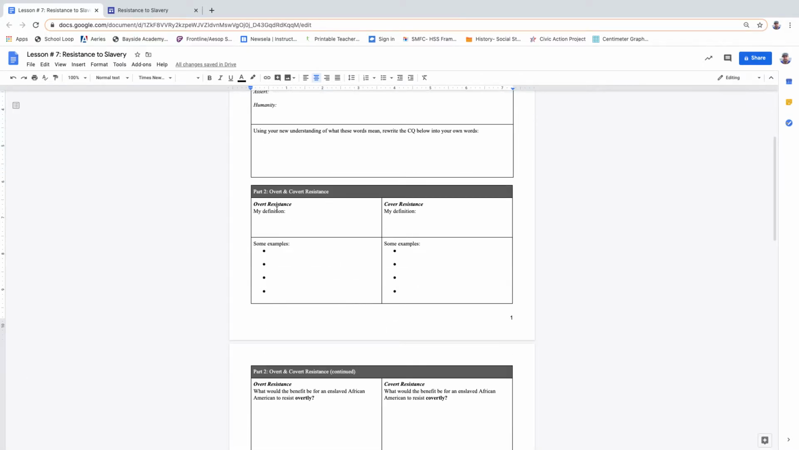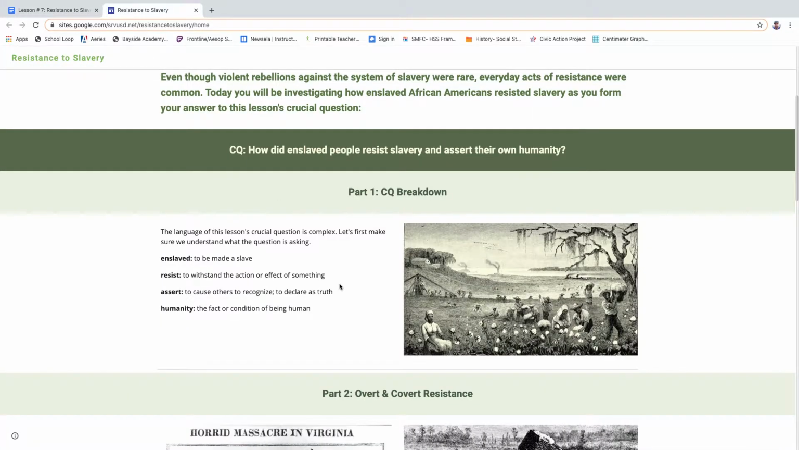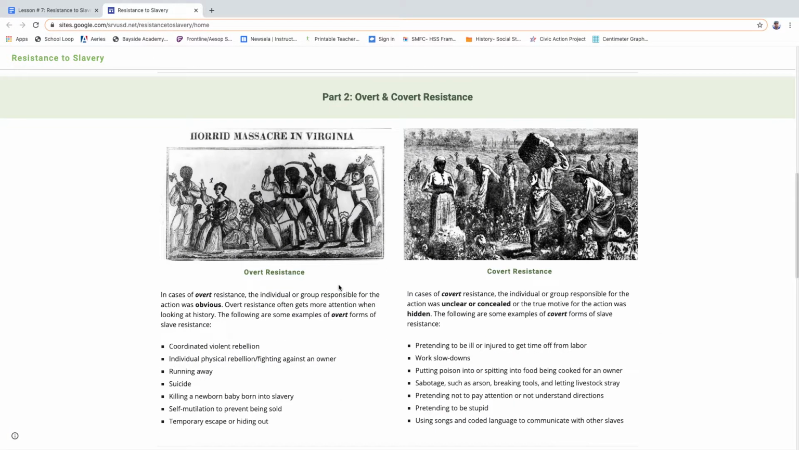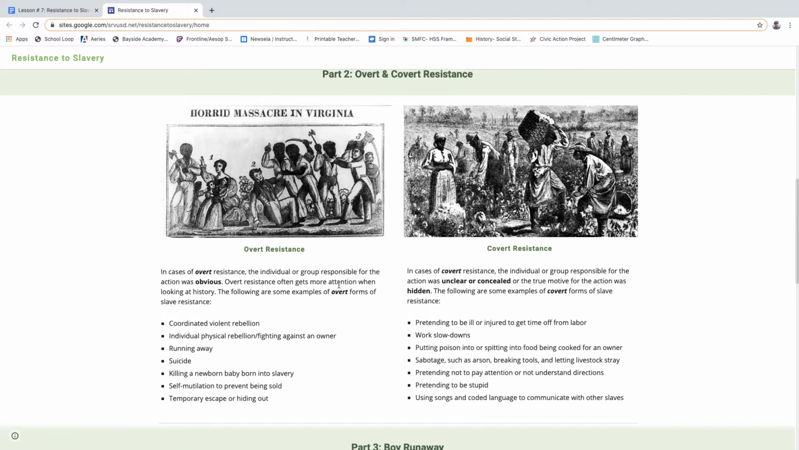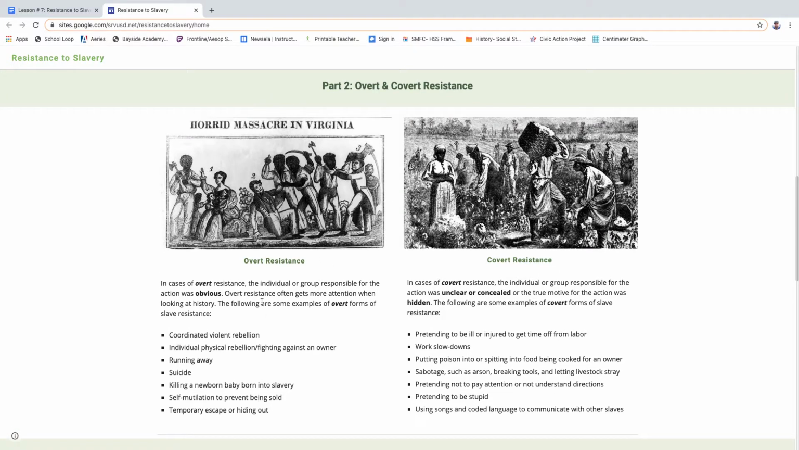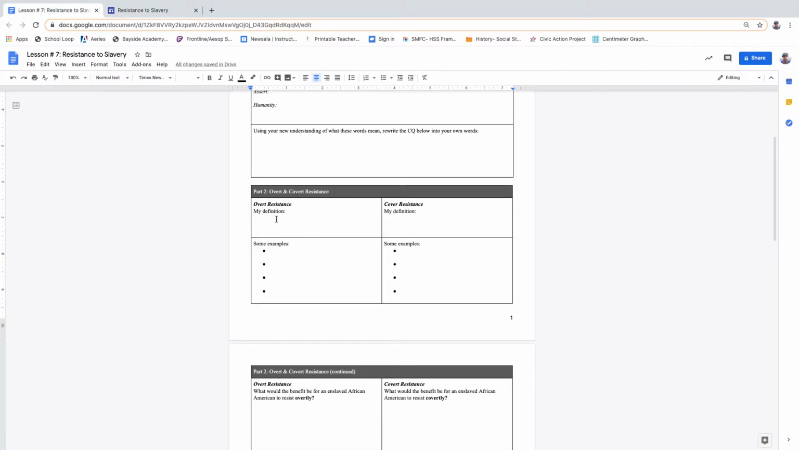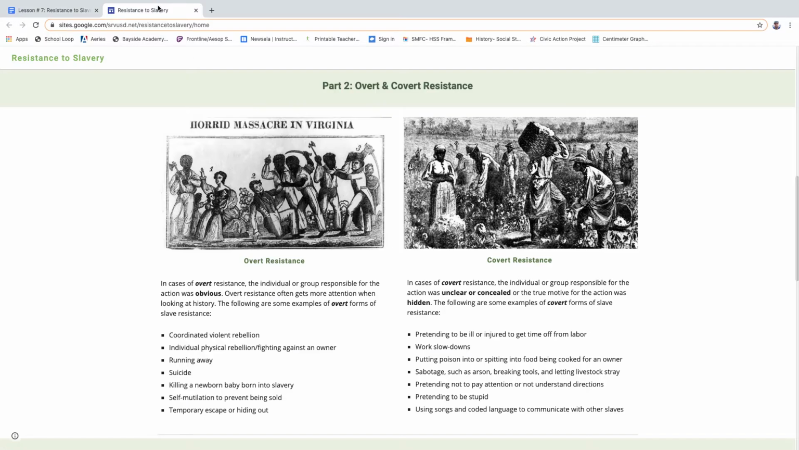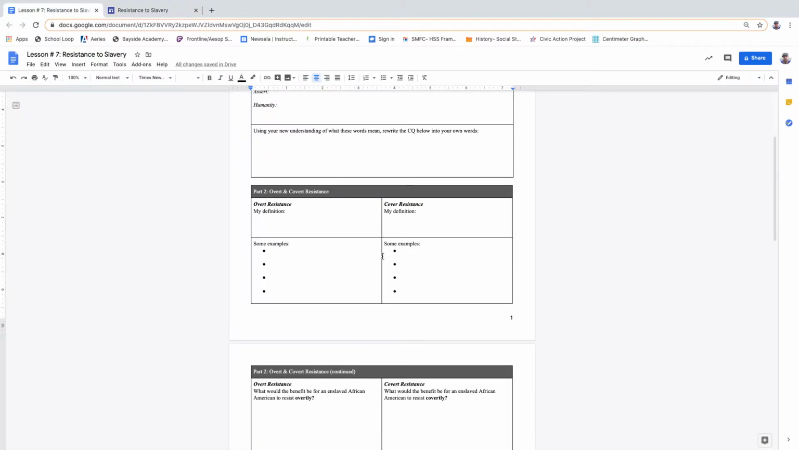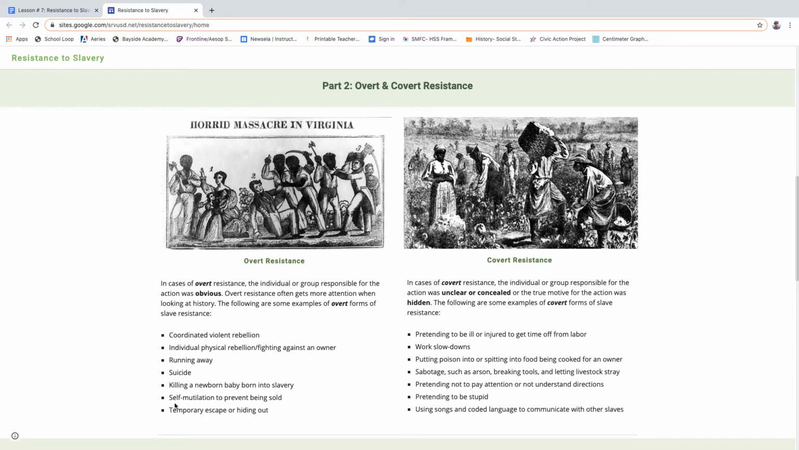Now, part 2. All you do is scroll down, and now we have part 2, which is going to consist of a horrid massacre in Virginia, overt resistance, and covert resistance. Here, you're going to define what these two terms mean, and you will find the definitions right here and right here. After you've found those definitions, I need examples. As you can see, I need 4 for each one. There are many examples here and many examples here. Pick 4 that you enjoy the most.